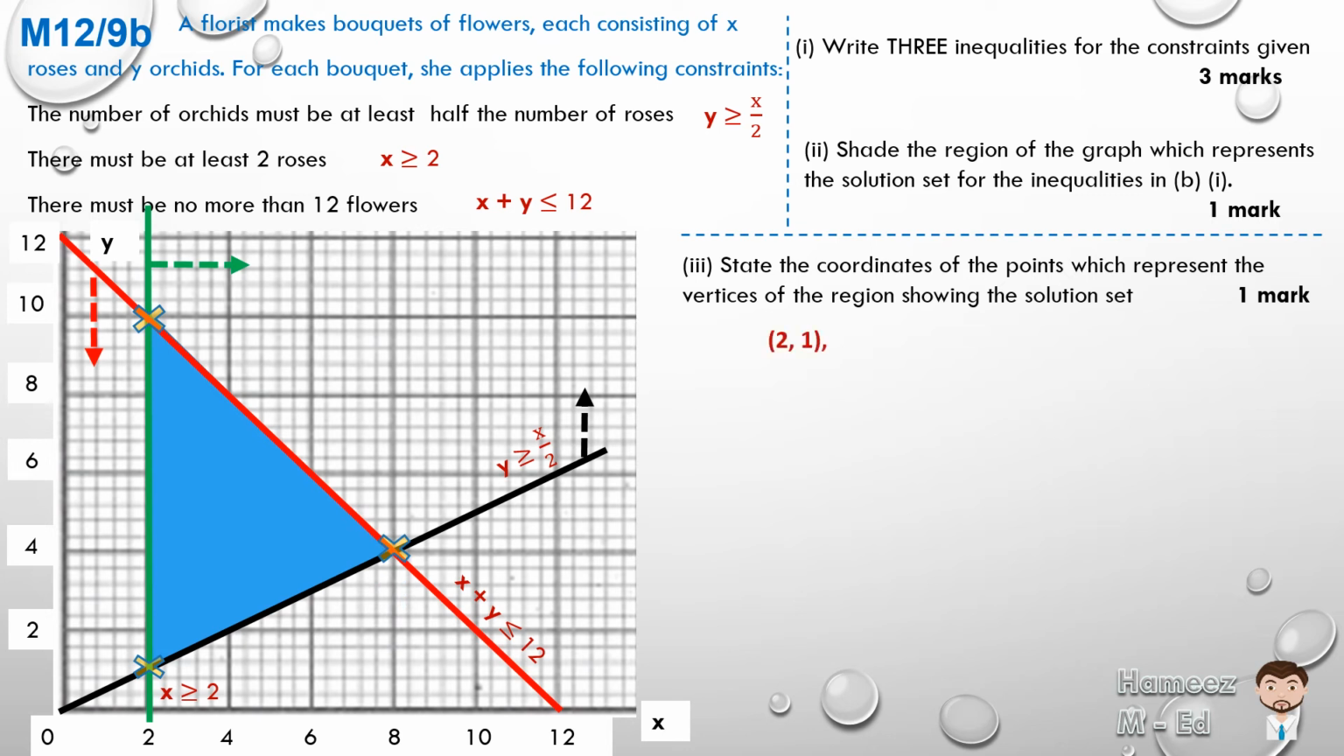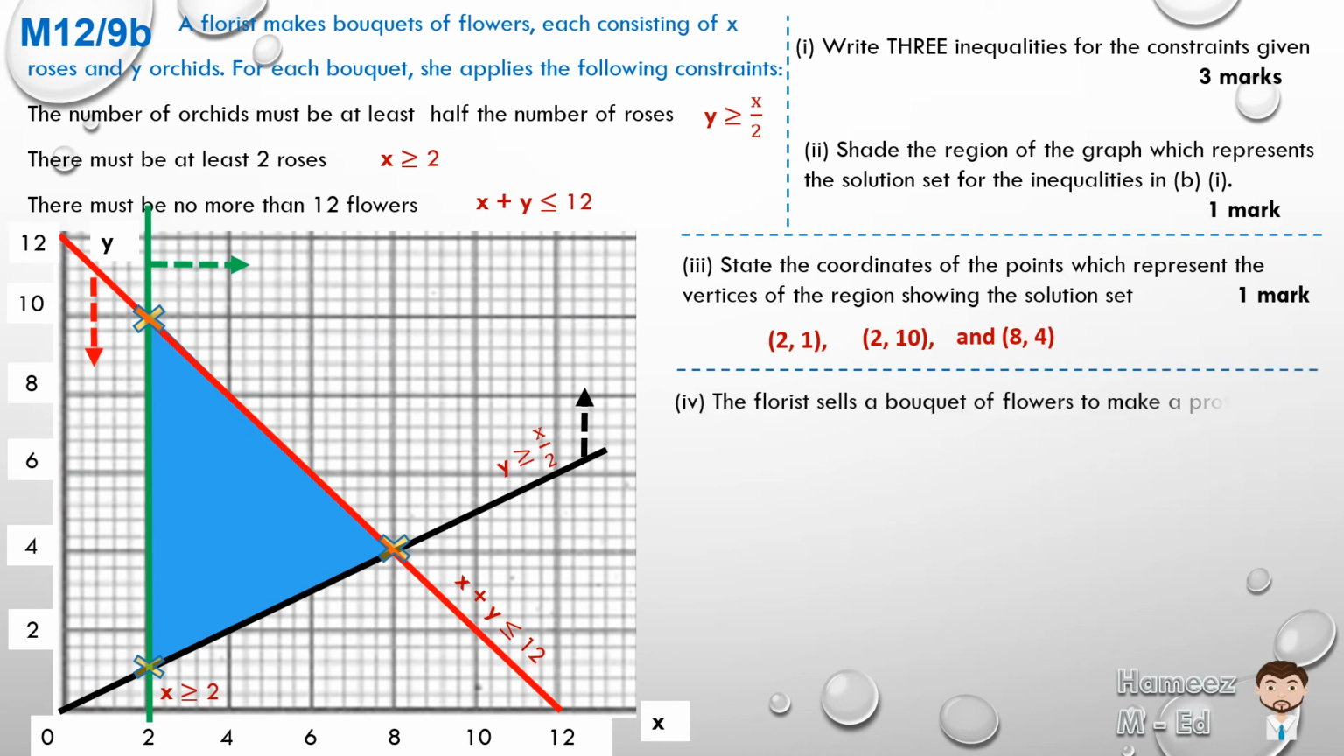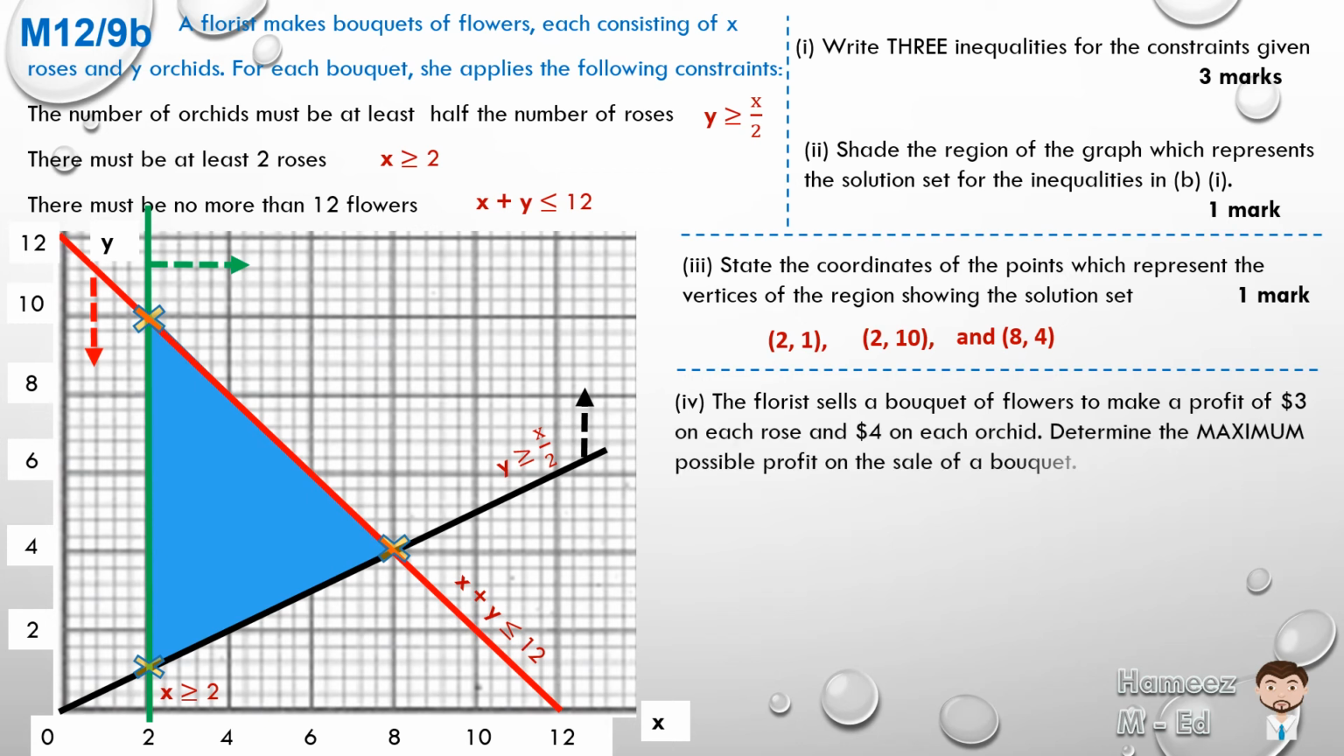1. And if we go straight up vertically, we get 2, 10. And if we move to the right, 8, 4. Those are your 3 vertices of that region. Last part of the question, the florist sells a bouquet of flowers to make a profit of $3 on each rose and $4 on each orchid. Determine the maximum possible profit on the sale of a bouquet.